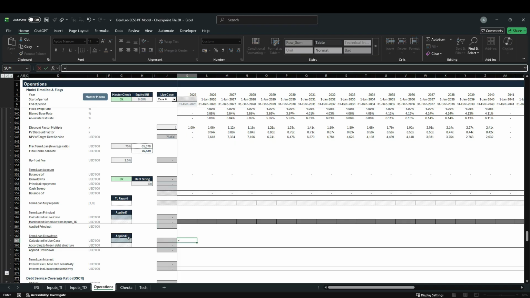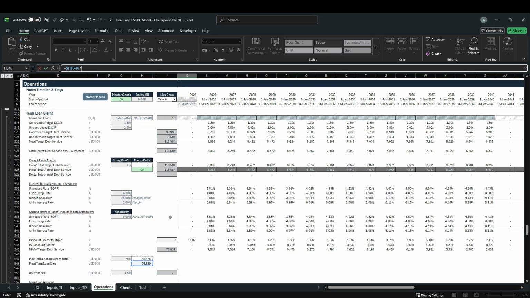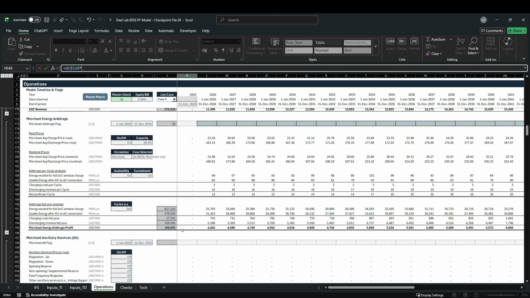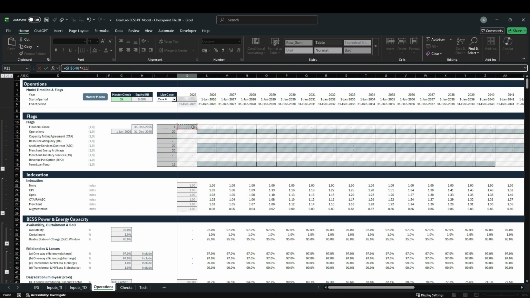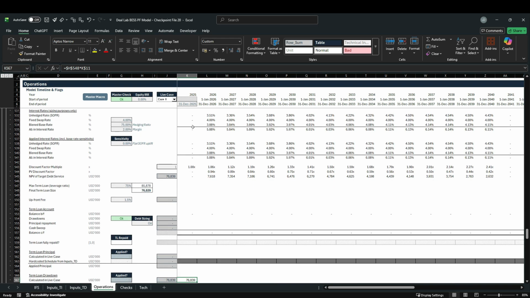to equal our total final term loan size from the previous lesson that we calculated in H548. Hit F4 once, and we will multiply this with our financial close flag. So select our financial close flag up here, hit F4 2 times, hit enter.